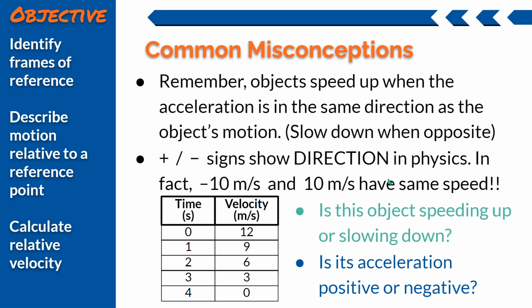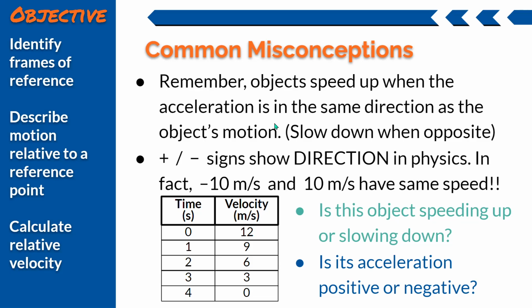All right. Remember, objects speed up when the acceleration is in the same direction as the object's motion. I just mentioned that. And they slow down when it is in the opposite direction. The positive and negative signs in physics show direction. In fact, -10 meters per second and 10 meters per second are the same speed. Okay, they're just opposite in direction.